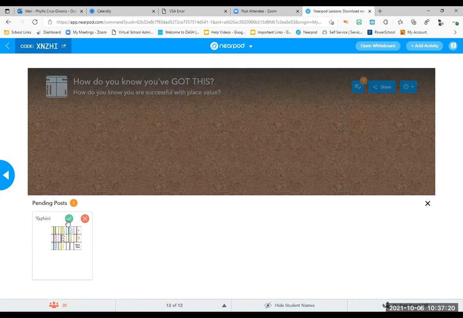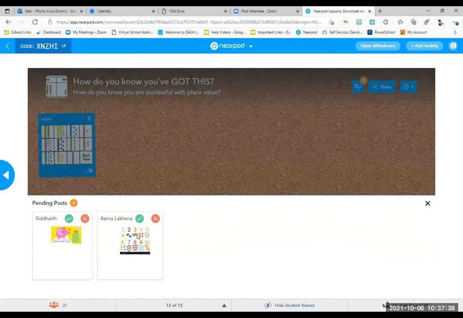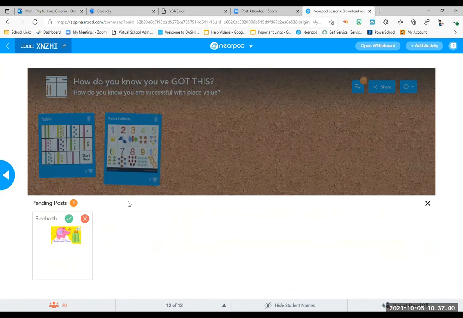Ooh, look at Yelini's. Yelini, what a beautiful example of knowing what tens and ones are. Fabulous. She has a great example of the models of our tens and ones. That just proves our value. So I definitely want to know. Ooh, here comes Arna's. Ooh, that's great. Arna shows a picture of what the value of the numbers are. You do have to know the value of the number.